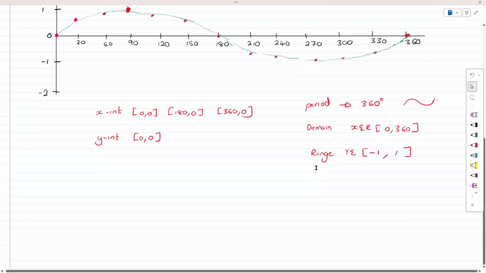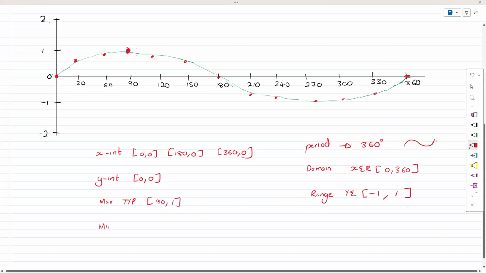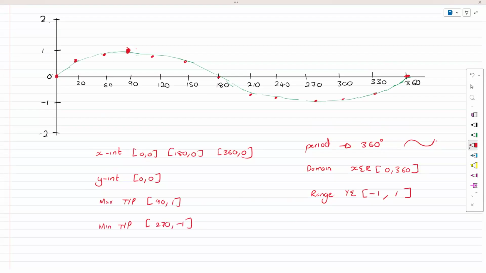Now, guys, there's some other words that I'd like you to learn. But before we learn about that, let's talk about the maximum turning point. So the maximum turning point should be (90, 1) because that's where the biggest turning point is. And the minimum turning point should be (270, -1), right?